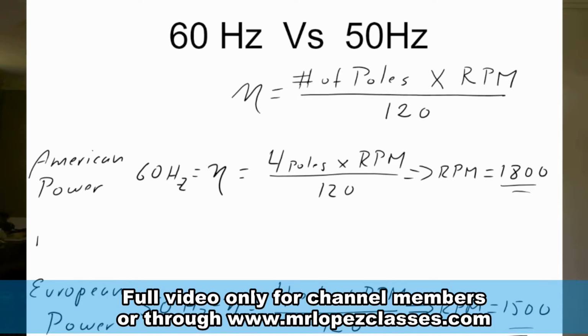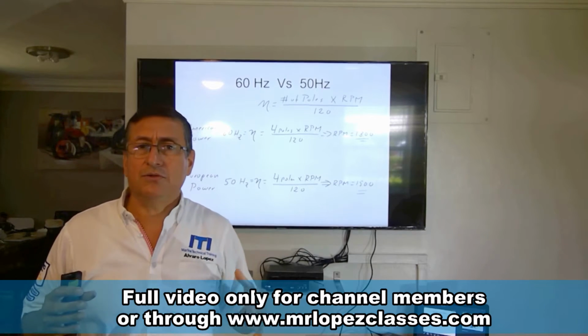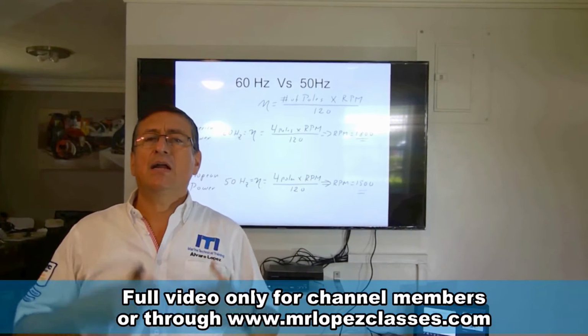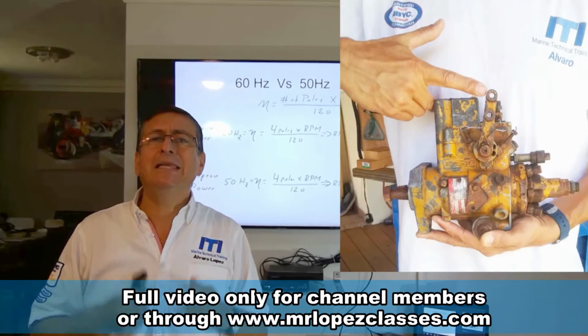Let me check what happened with the American power. The American power is 60 Hz. Okay, 60 Hz should be equal to the number of poles, 4 poles, times the RPM and divided by 120. Okay, I have 4, I have 120, I have 60. Let me investigate how much are the RPMs for 60 Hz for American power. The RPMs are 1800 RPM. Yes, the generators to produce American electricity are running constantly at 1800 RPM.